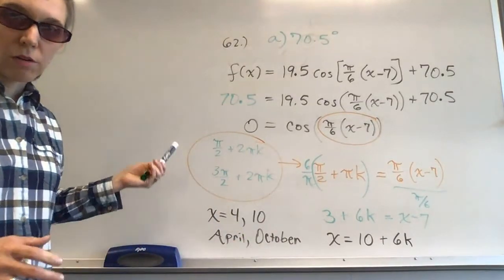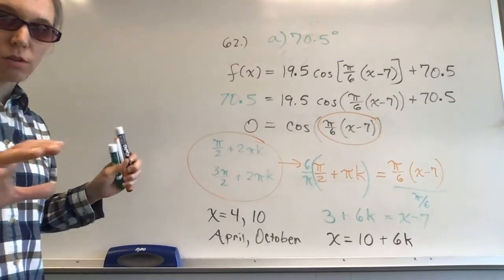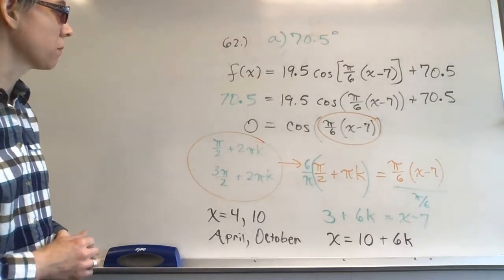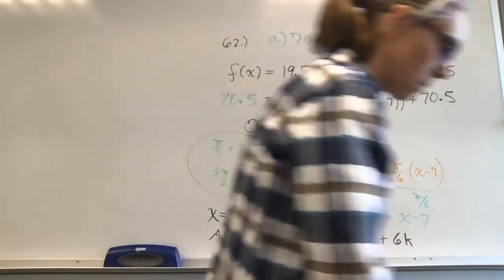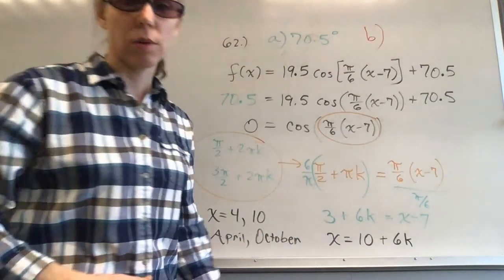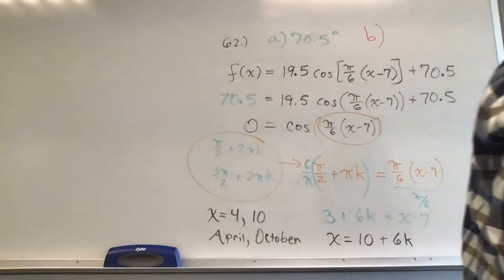So that would be for part A. Now I'm going to go through here and we'll do part B. I'll just erase different parts here or there. So for part B, we're going to be looking at when we get to 55 degrees.